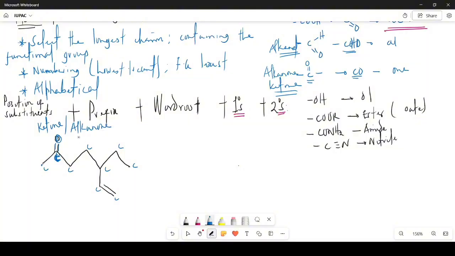And remember, a ketone has negative reaction with Tollens' reagent. It is aldehyde that has positive reaction with Tollens' reagent because of the terminal. That's just by the way.